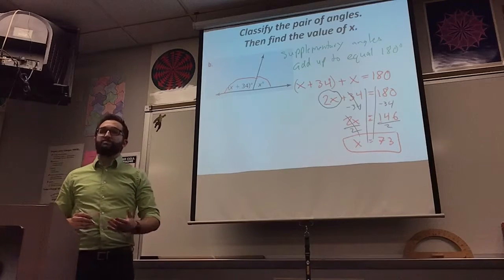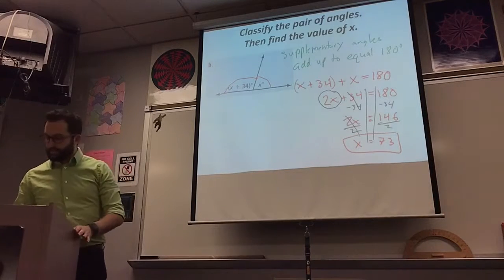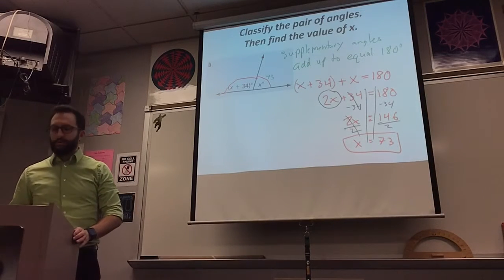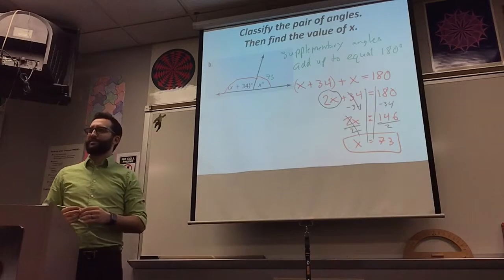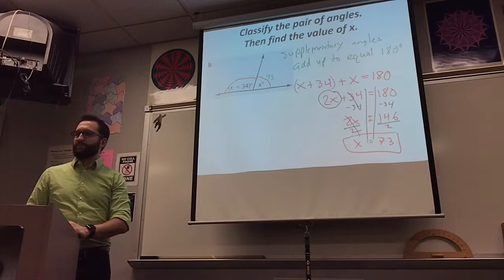What's the angle on the right measure? That one's pretty easy, right? So this is 73 degrees. What's the angle on the left measure? Tell your neighbor what they measure and how you got it. Go and tell them.